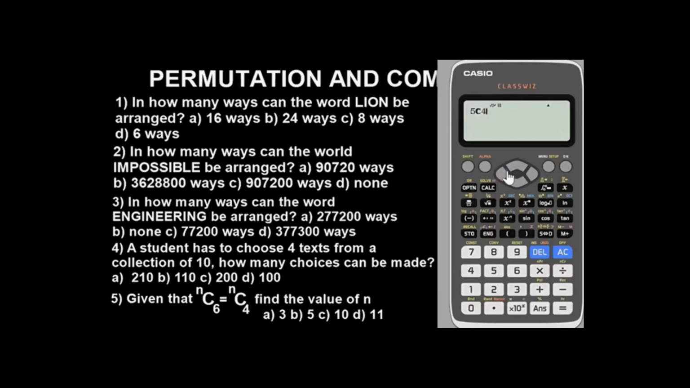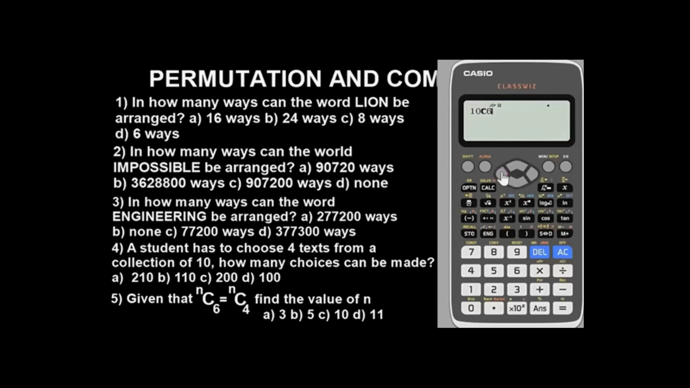So guys, let's check option C. That's 10. We have 10 combination 4. What is it going to give us? 210. All right. Let's check 10 combination 6. It will give us 210. So that means our answer is option C, since 10 combination 6 gives us 210, and 10 combination 4 also gives us 210.